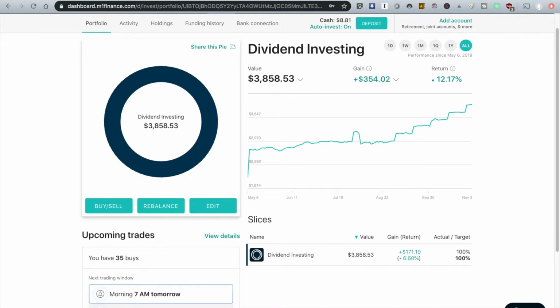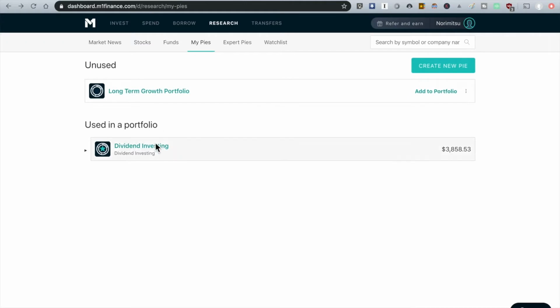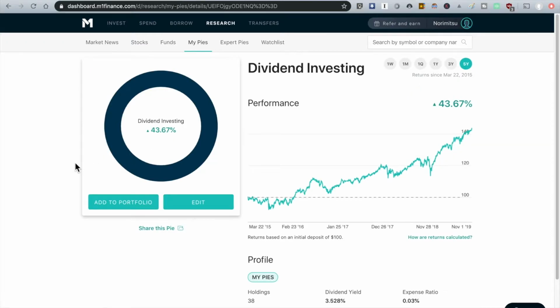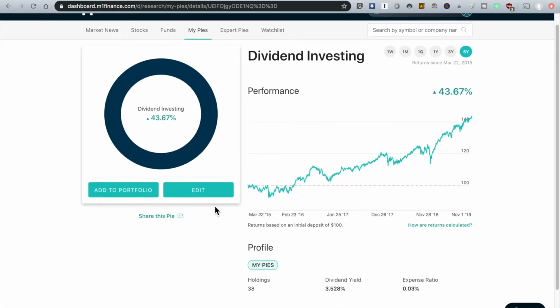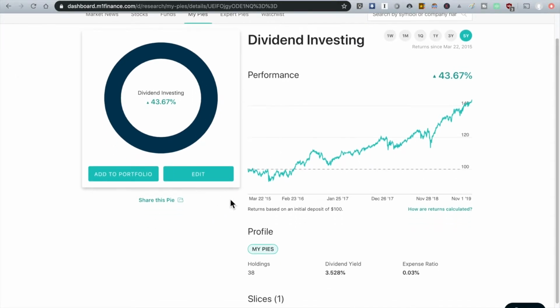And the main thing that makes M1 Finance better than TD Ameritrade is what's called pie-based investing. And so let's take a look at my investing pie, and I have a dividend investing portfolio right here, right? And what's nice is that you have these nice summary screens right here, so you can see what my return would be if I invest this for 5 years, right?